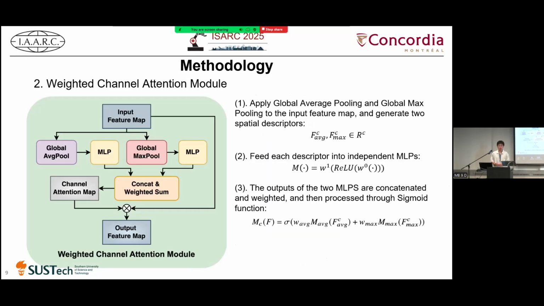And to fuse the feature maps from different branches, we proposed a weighted channel attention module. It applies global average pooling and global max pooling to the input feature map and generates two spatial descriptors, followed by independent two-layer perceptrons, and then concatenates and weights them to provide a channel attention map. This improves the information fusion on different pooling layers.